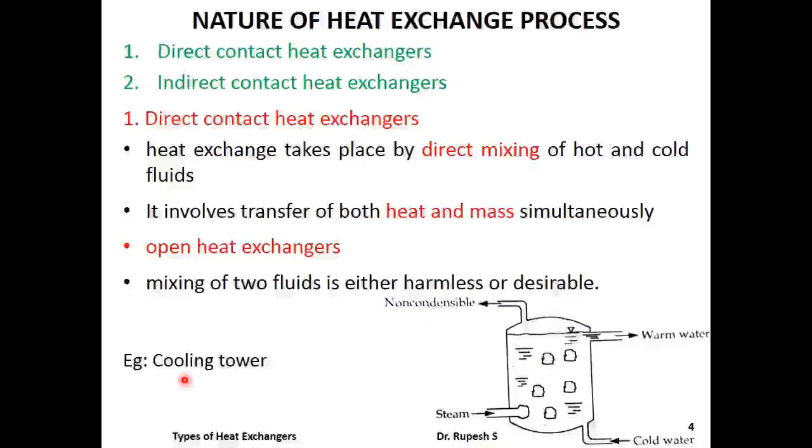Example, cooling tower. Cooling tower is a system where hot water is cooled by directly spraying it over a flow of cold air. Another example is direct contact condenser. In direct contact condenser, steam mixes with cold water, condenses and form warm water. In these examples, heat exchange between the two fluids takes place by direct mixing.